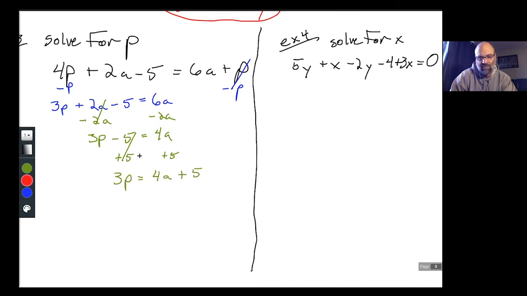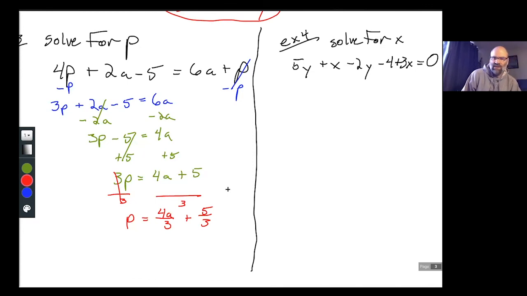Last step is get rid of that 3. That step 4 is get rid of coefficient on variable side. So to get rid of 3, which is being multiplied, you divide it. Whatever you do to one side, do to the other. Okay, so you're left with 4a plus 5 all divided by 3. Okay, so you have to divide each of these terms by 3. So 4a divided by 3 is just 4a divided by 3. 5 divided by 3 is just 5 divided by 3. That's it. Okay, and there's your answer. You can leave it like that because 4/3 doesn't reduce and 5/3 doesn't reduce. All right.